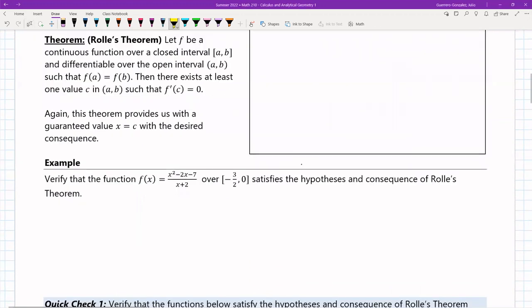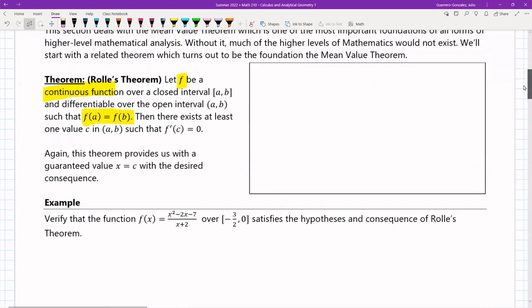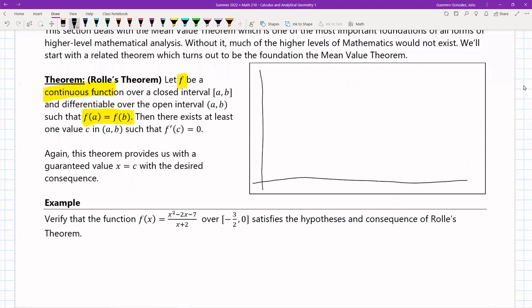So Rolle's theorem states this: that f has to be a continuous function over a closed interval, with this condition, that f of a has to be equal to f of b. Then there exists at least one value c in (a, b) such that f prime of c is equal to 0. Okay, so let me go ahead and scroll up so I can get the whole box here so I can draw. Again, like I said, I like pictures. And if you understand the picture for this one, the rest should just sort of fall into place.